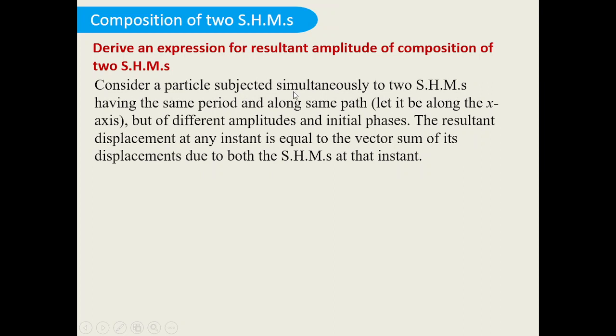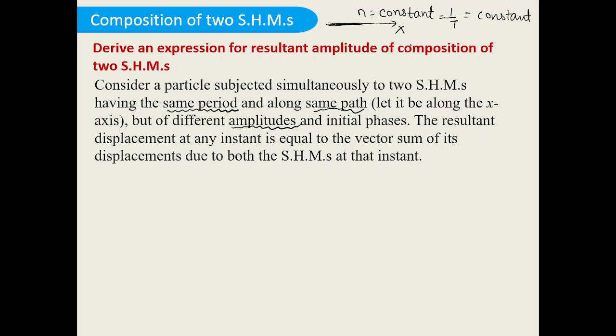Consider a particle subjected simultaneously to two SHMs having the same period. Same period means same frequency, so the frequency is constant, and the reciprocal of frequency, 1 upon T, is also constant. The two motions should be along the same straight line. Let it be along the x-axis, but with different amplitudes.